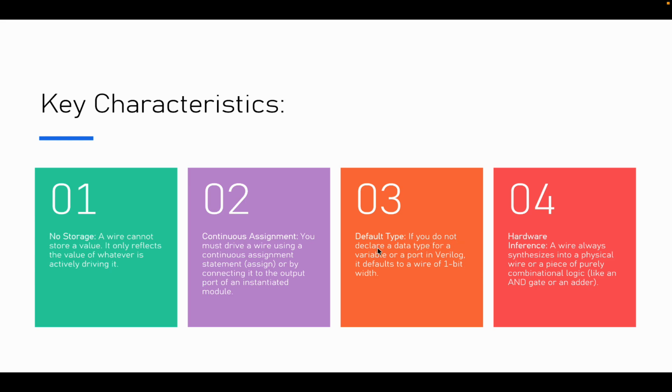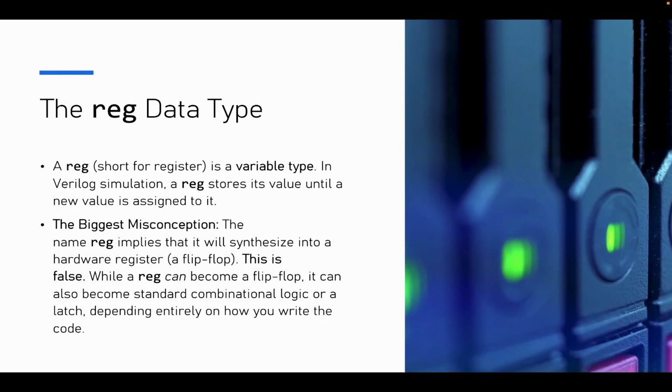If you do not declare a data type for a variable or a port in Verilog, it defaults to a wire of 1 bit width. In hardware, a wire always translates into a physical wire or a piece of purely combinational logic like an AND gate or an adder.